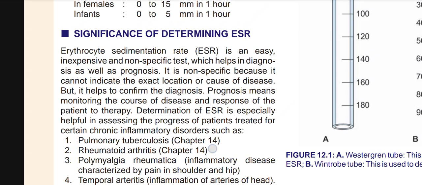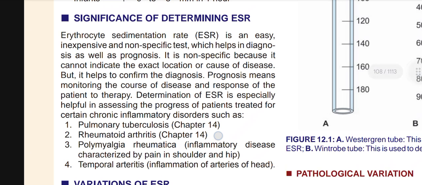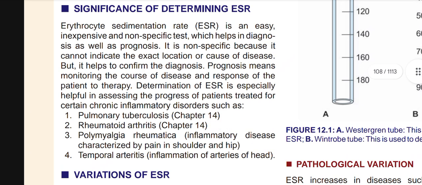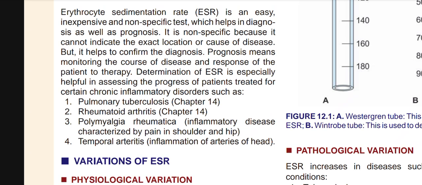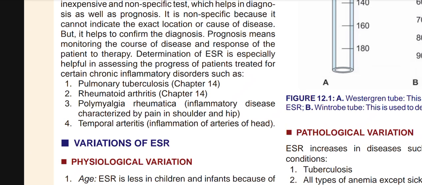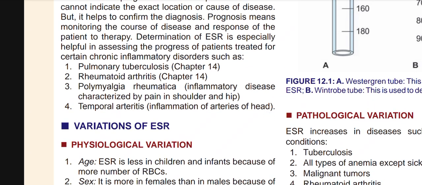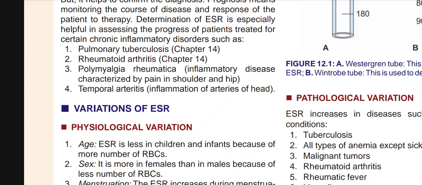Now, determination of ESR is especially helpful in assessing the progress of patients treated for certain chronic inflammatory disorders such as pulmonary tuberculosis, rheumatoid arthritis, polymyalgia rheumatica, which is an inflammatory disease characterized by pain in the shoulder and hip, then temporal arteritis. So what are the diseases we have discussed? One is pulmonary tuberculosis, one is rheumatoid arthritis, one is polymyalgia rheumatica, and the next one is temporal arteritis.